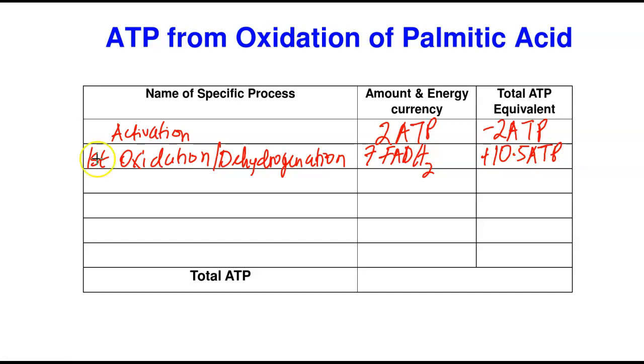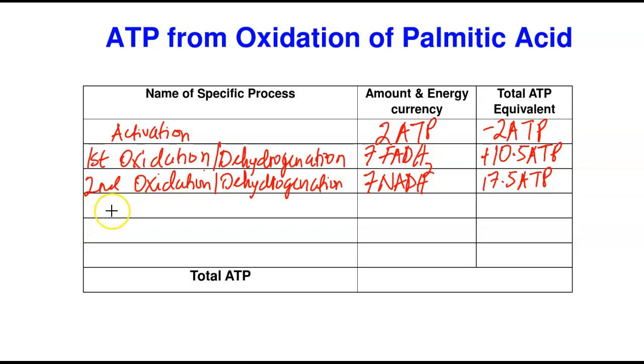We're generating this 10.5 ATP. And then in the second oxidation reaction, the same thing, or dehydrogenation too, we're getting 7 NADH, and every NADH gives 2.5, so 2.5 times 7 gives us 17.5 ATP. And then the last reaction is the cleavage reaction. In the cleavage reaction, we generate what?